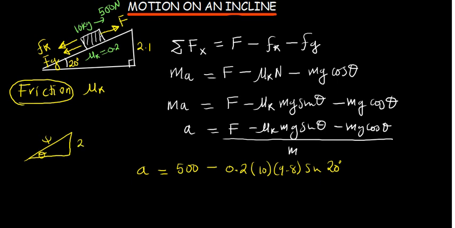You have got the opposite and the hypotenuse. You know that sine theta is given by opposite, which is 2, over hypotenuse, which is 4. So that means you can find theta.